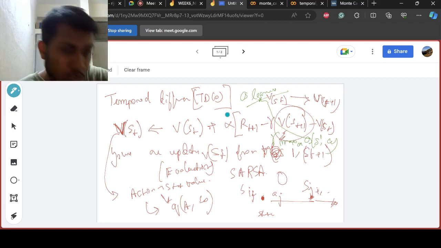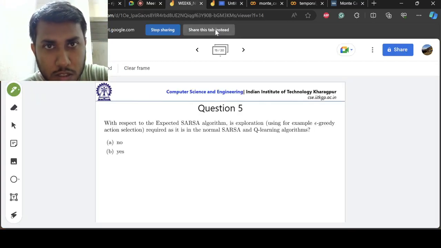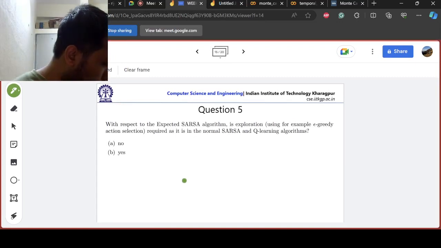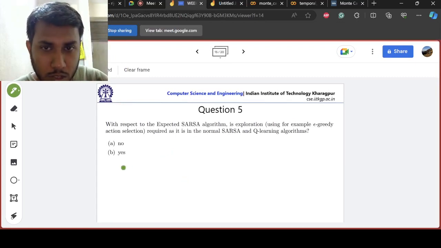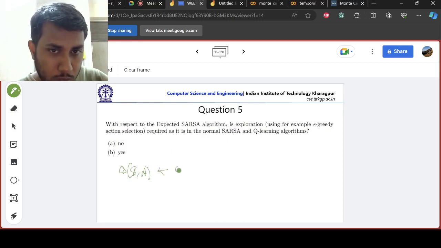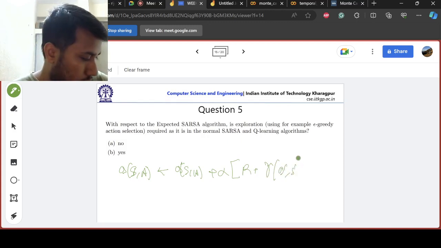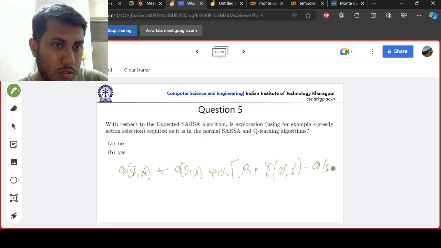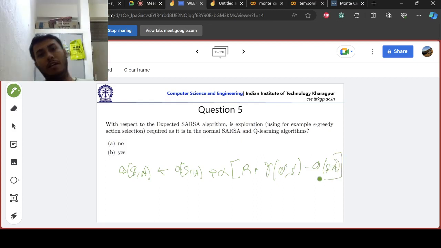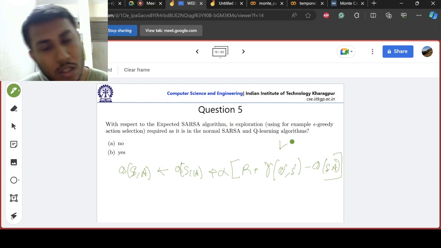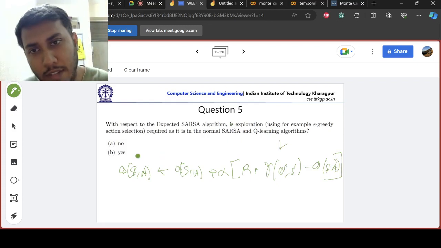Should I write, let me write the sarsa first. So sarsa, what is the update rule in sarsa? Sarsa, the update rule is Q of s comma a, basically Q of s comma a plus alpha, r plus gamma Q dash s dash minus Q of s comma a. Right. So this one is your Q function. So this is called sarsa.